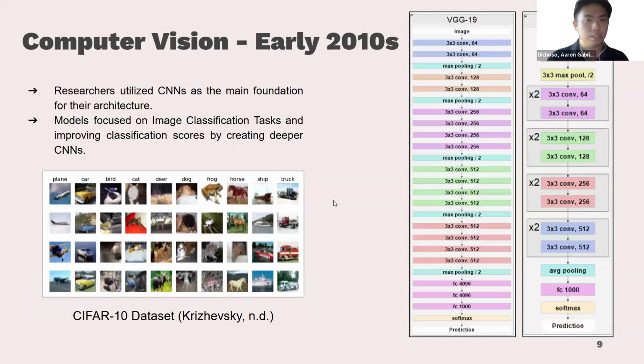So back in the early 2010s, as I said, these convnets, or CNNs, were the main foundation for the architecture for solving the task. And models during this time focused on improving image classification performance by creating deeper and deeper neural networks. So for example, here it's VGG19, one of the state-of-the-art models during that time for image classification. And what they did is they utilized multiple convolution operations in order to achieve their state-of-the-art performance during that time.